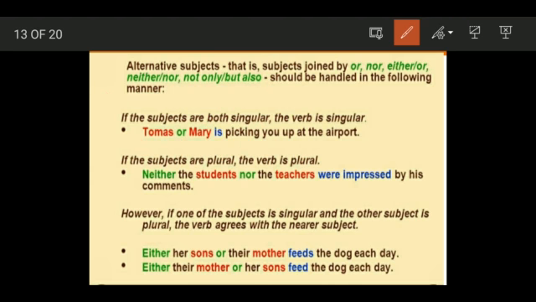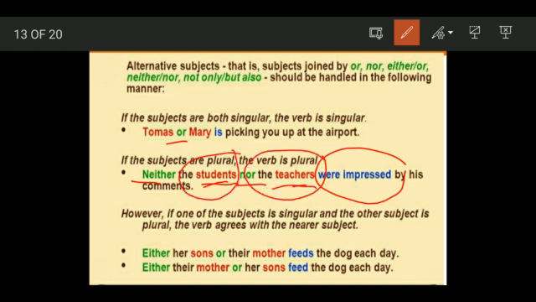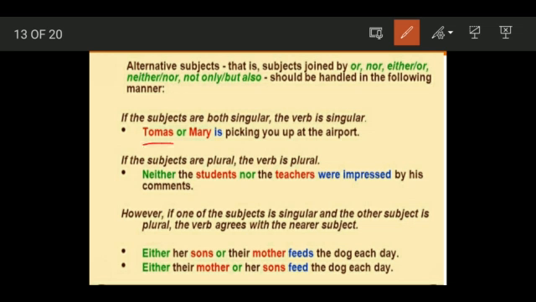Now what happens when the subjects are plural? Suppose either-or is being used, or neither-nor. If the subjects are plural, then the verb will also become plural. Neither the students nor the teachers. Students is plural, teachers is also plural. Both are plural, so here the verb will also become plural: were impressed. So when you have singular subjects, it will become a singular verb. When there are plural subjects with neither-nor or or, then it will become a plural verb.